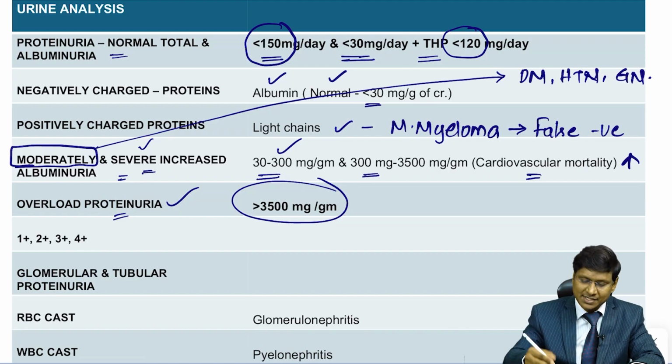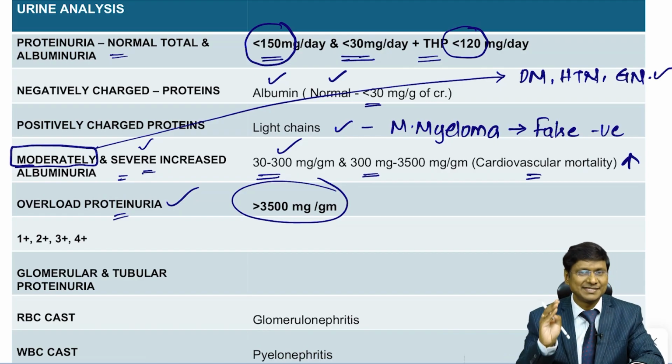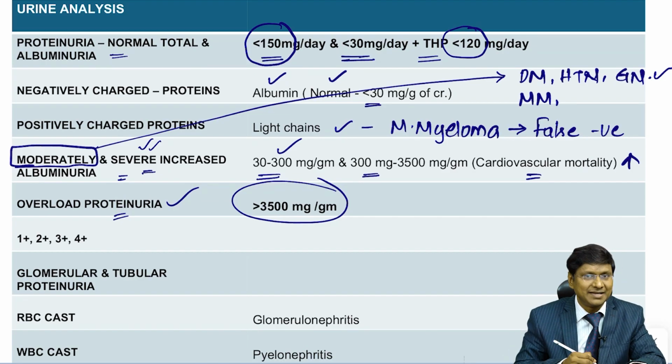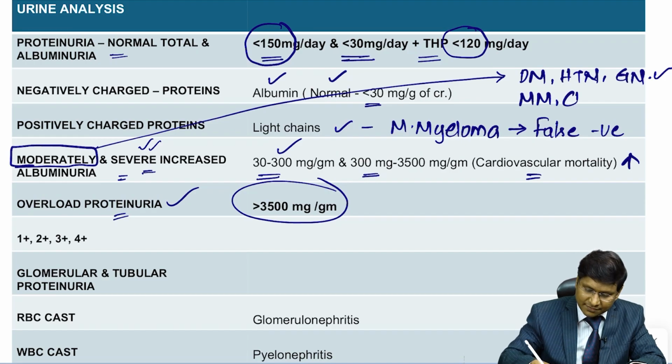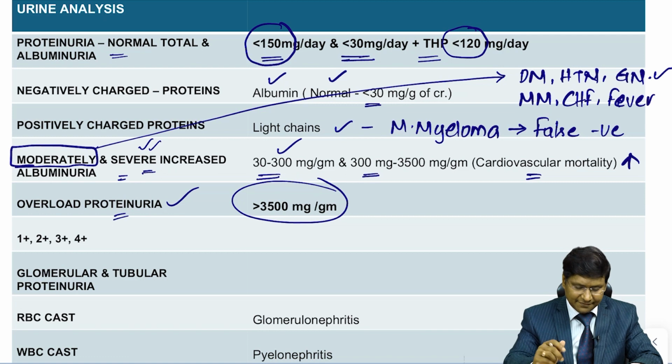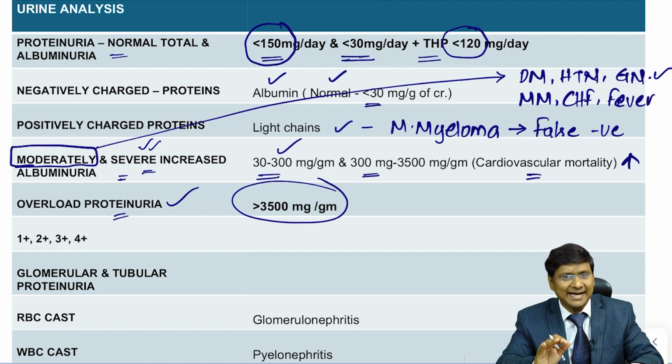What are the conditions? Apart from these three conditions, that is diabetic nephropathy, hypertension, glomerulonephritis, they will also progress to severely increased albuminuria. Apart from this, you also observe it in case of multiple myeloma, in the scenario of congestive heart failure, and in the scenario of fever. So these are the conditions where you will have severely increased albuminuria.